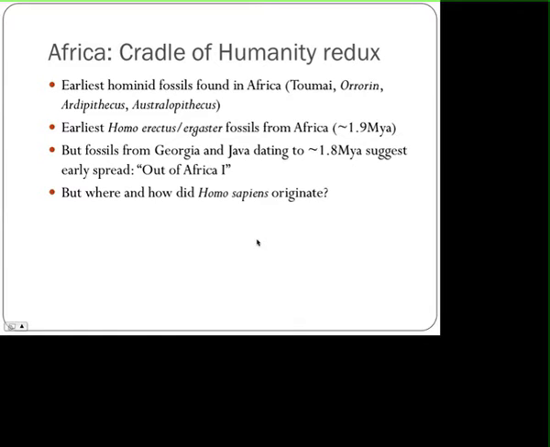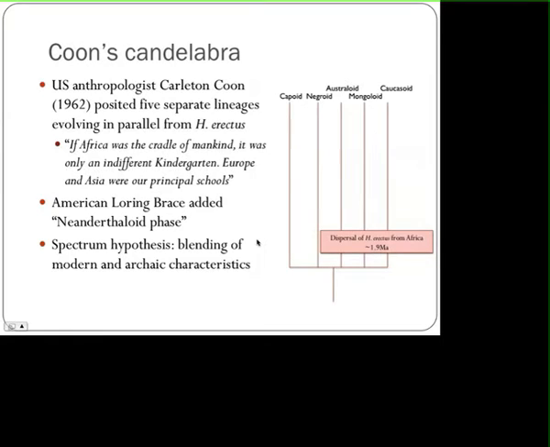But one of the interesting findings is that shortly after that, we find Homo erectus fossils outside of Africa. So nobody disputes that Homo erectus left Africa very early on. And that's sometimes called out of Africa one, the first movement of our ancestors out of Africa. But the crux of the question we're going to discuss today is where did actually our species, Homo sapiens, originate? And how did it come to people the world?